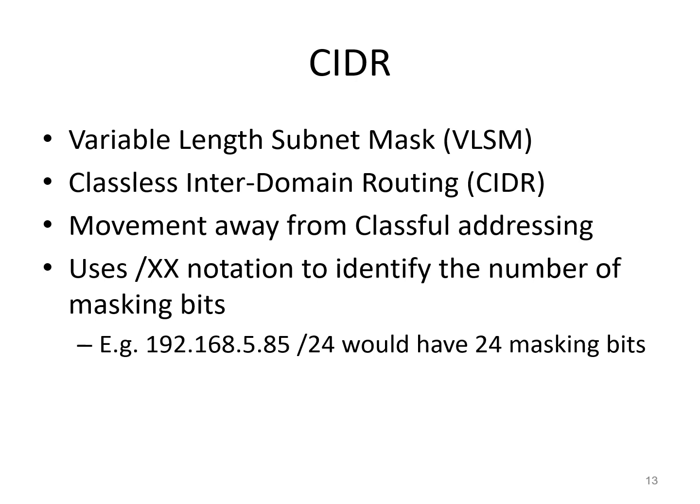CIDR utilizes IP addresses without classes. CIDR uses a notation of /XX, where XX is the number of masking bits. So, for example, 192.168.5.85/24 tells us that for this IP address there are 24 masking bits for the network address, leaving 8 bits for the host address.